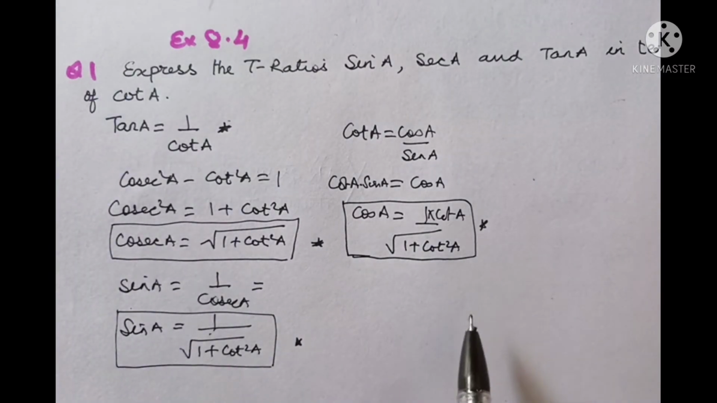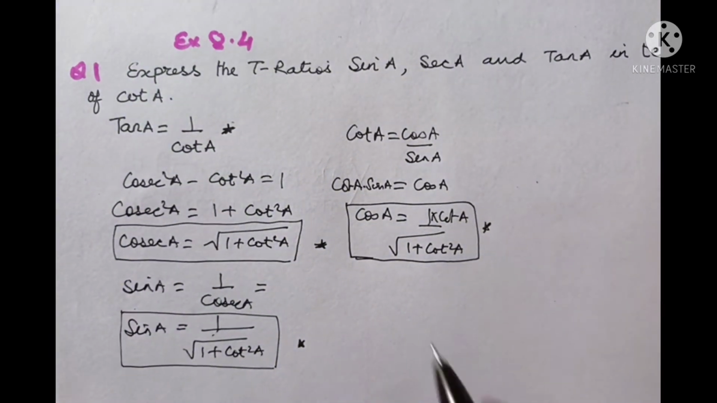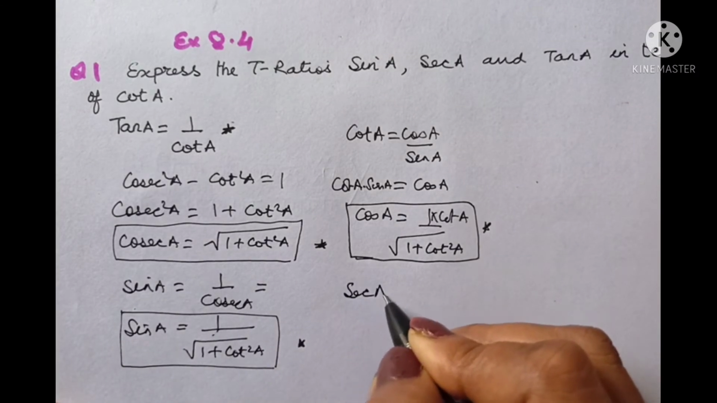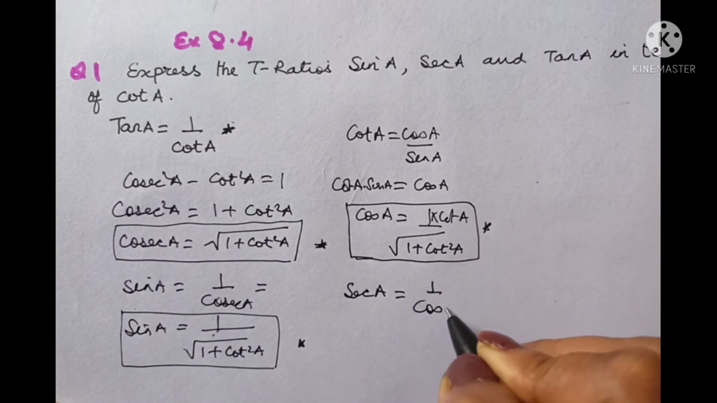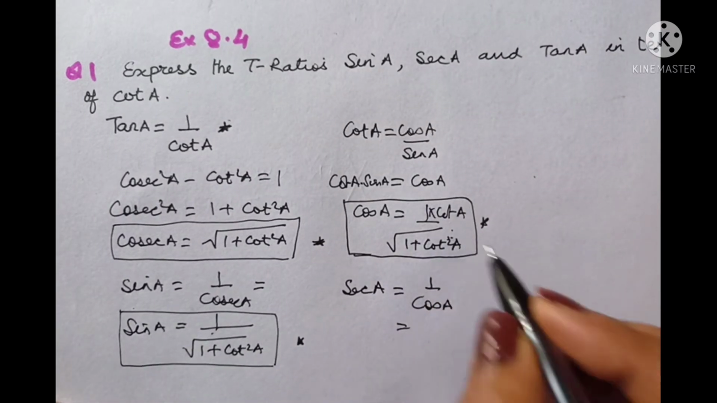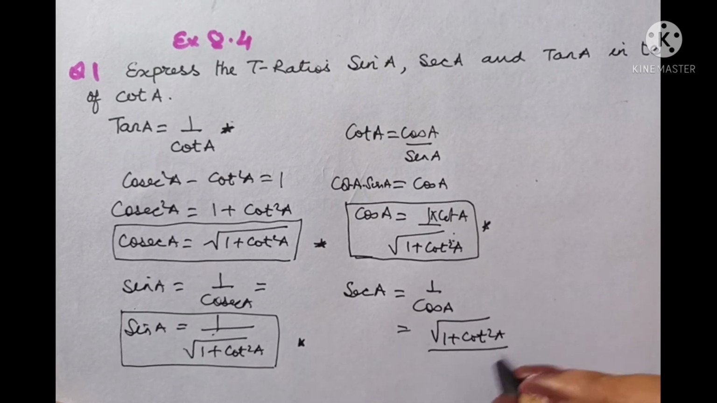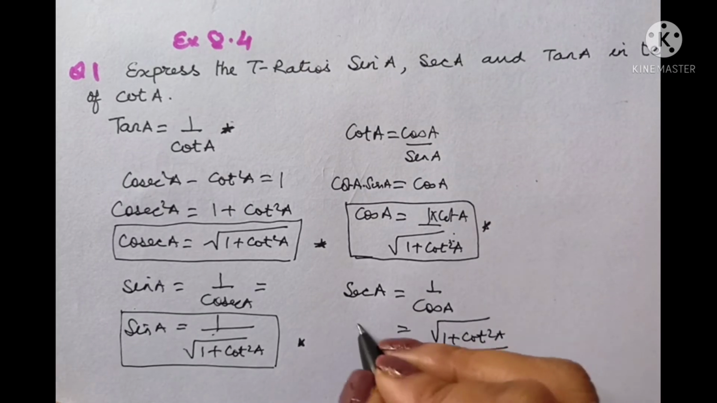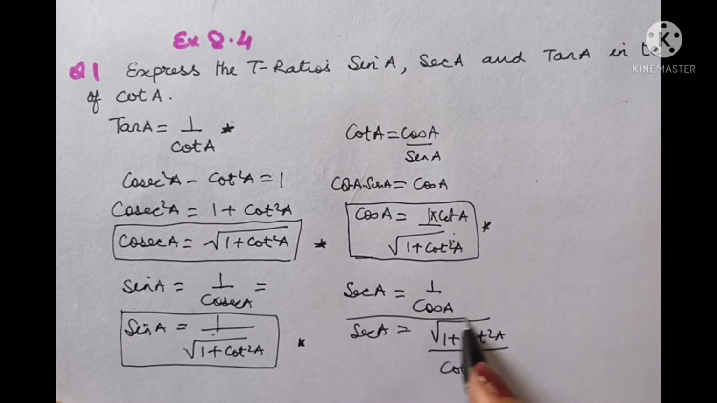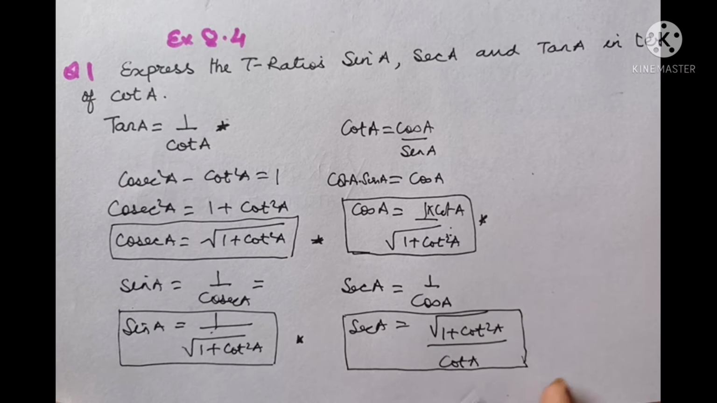So now I am left with one t ratio, that is secant A. You know that secant A is 1 by cos A. So from the above ratio I get the value of secant A as the reciprocal of cos A, that is root 1 plus cot square A divided by cot A. So this is how we are able to write all the other 5 t ratios in terms of any one t ratio.